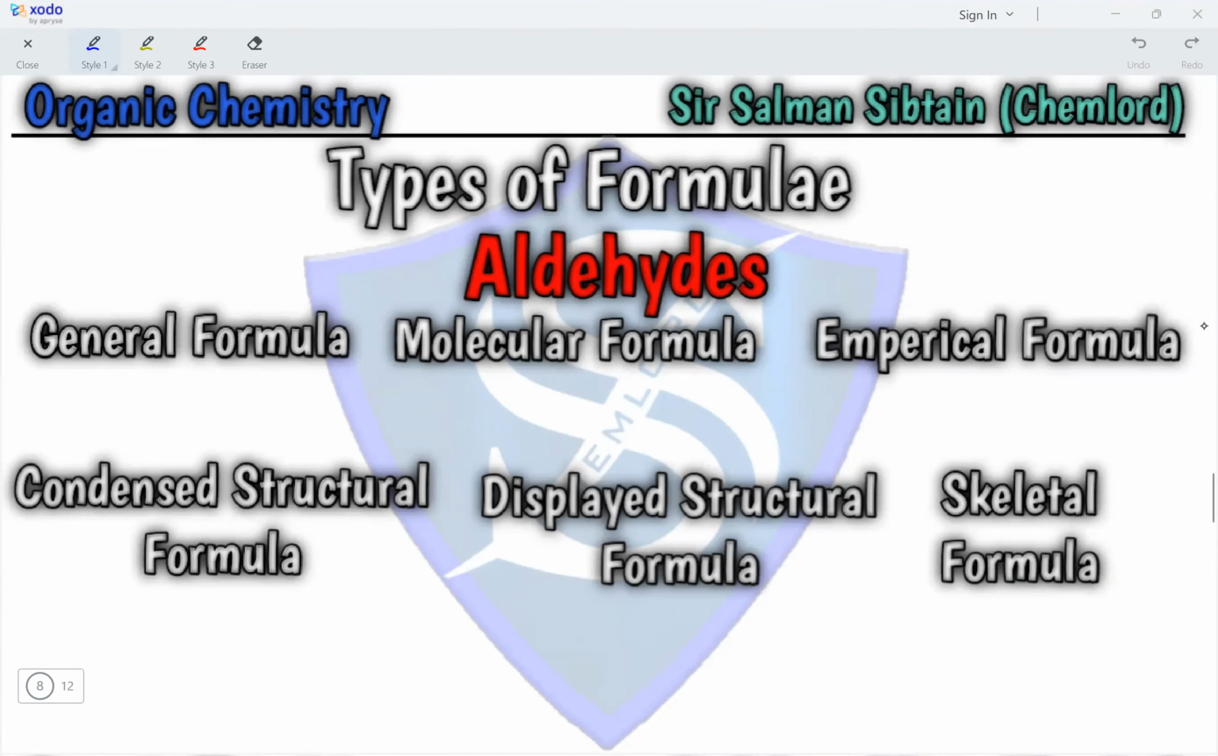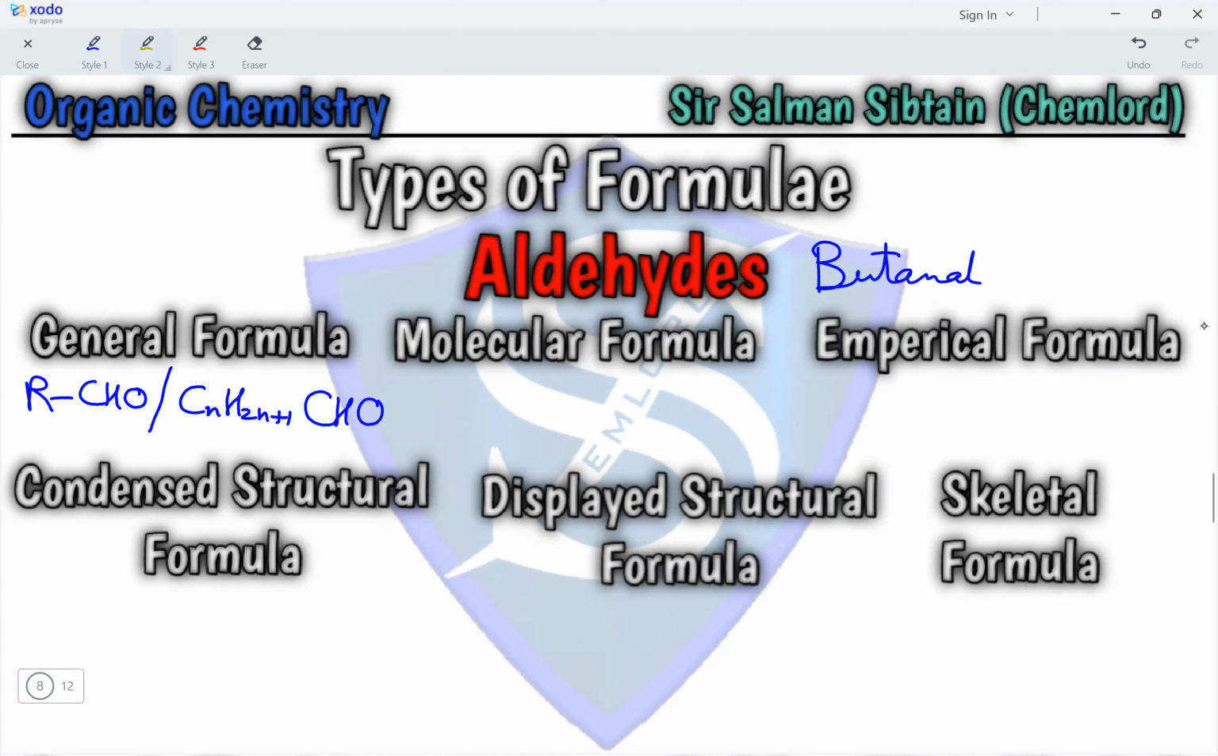Next, we'll be looking at the types of formula of aldehydes. A four-carbon aldehyde is butanal, and the general formula of aldehydes would be R bonded to a CHO group. In terms of the elements present, it would be CnH2n+1, and then the functional group CHO.